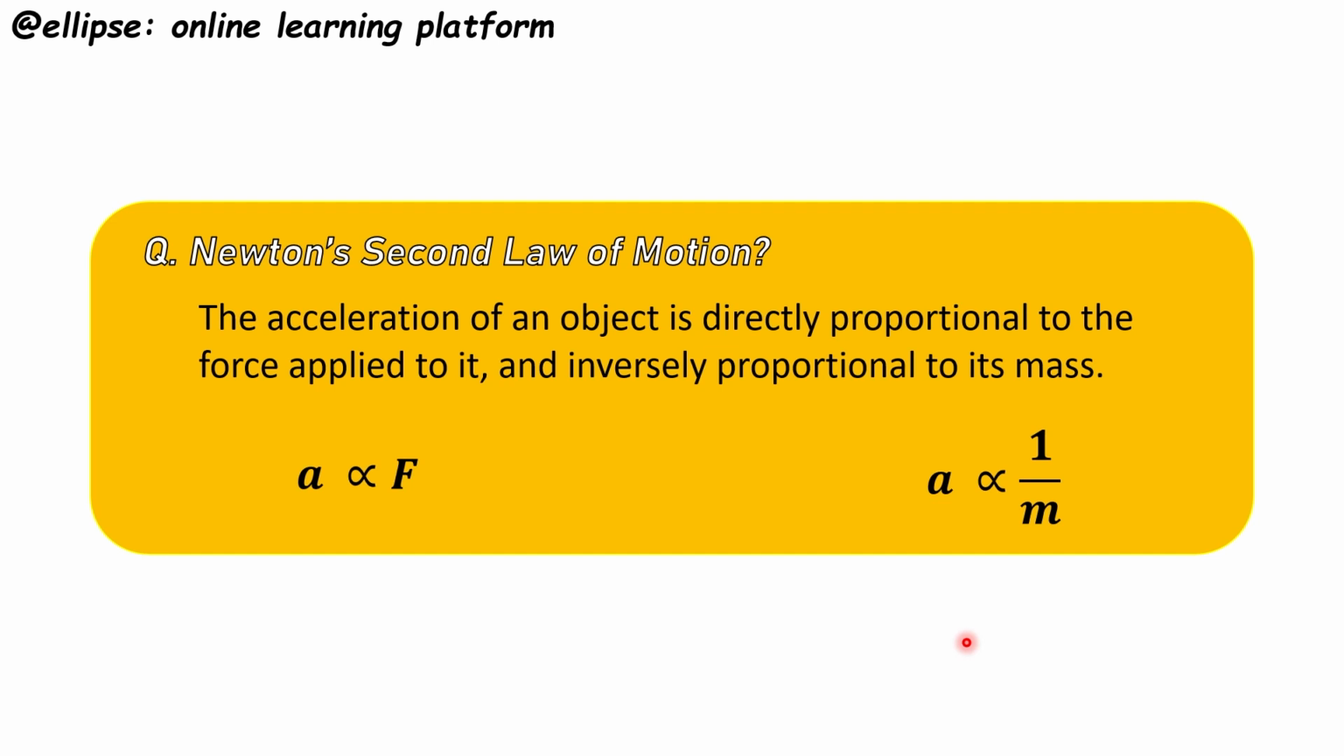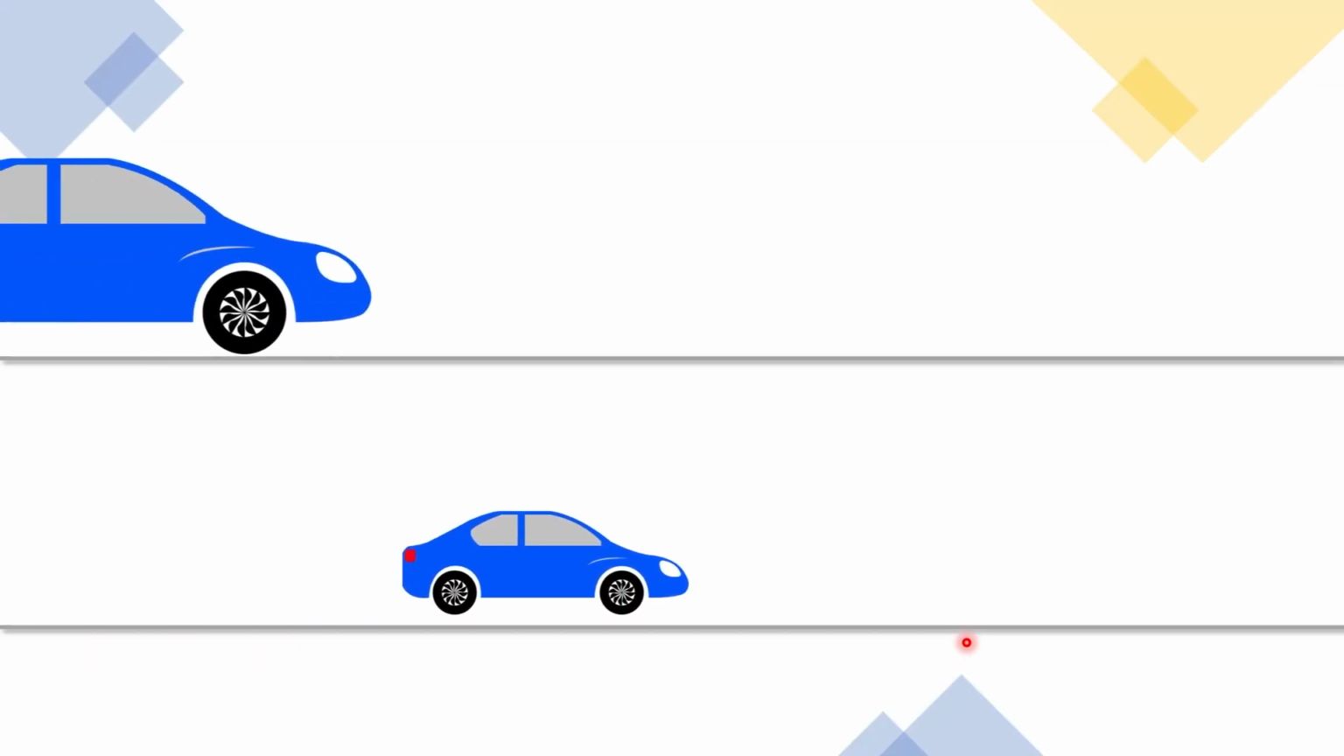To understand this concept better, let's take an example of a car. If we want to accelerate a car, we need to apply force on it. The amount of force required will depend on the mass of the car. A heavier car will require more force to accelerate than a lighter car. Once we apply the force, the car will accelerate in the direction of the force. The acceleration of the car will be directly proportional to the force applied and inversely proportional to the mass.